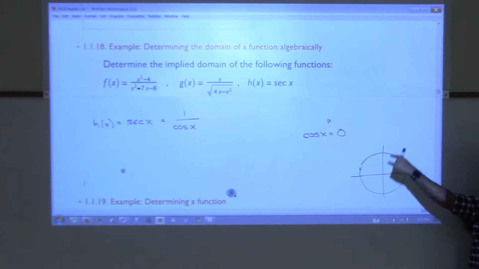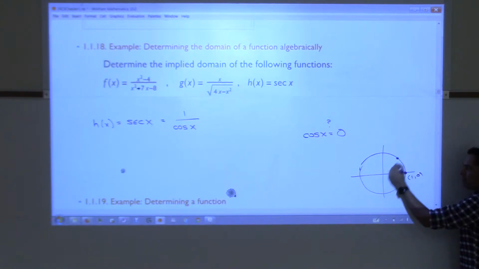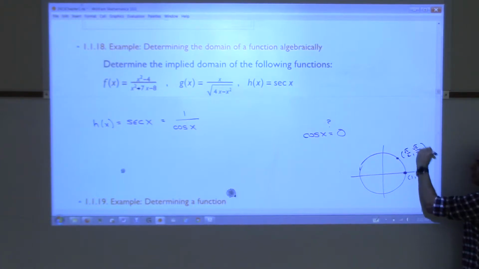There are very important points along this circle that you should have pretty much memorized at this point. You know, like this point right here is the point 1, 0, right? And then there's one that's like exactly halfway at 45 degrees or pi over 4, and that's, you know, root 2 over 2, root 2 over 2, right? And then there's all these other important ones around here, yes?